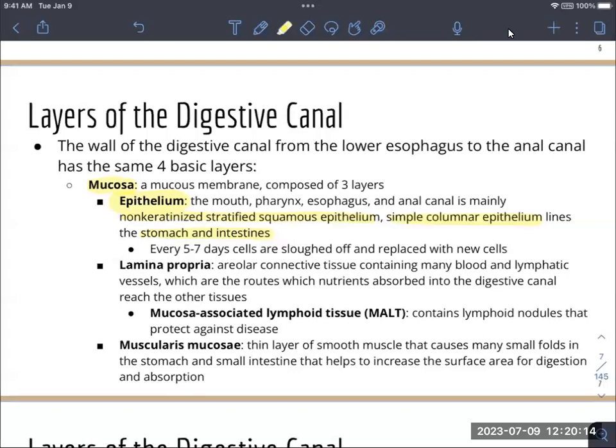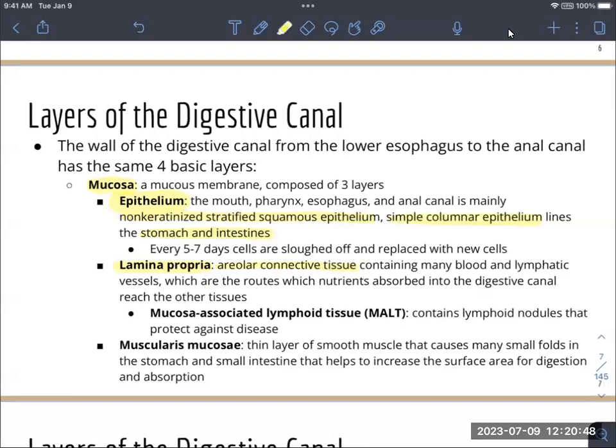Those epithelial cells are going to connect to the lamina propria, which is that areolar connective tissue. Within this connective tissue, we have a lot of blood vessels. We also have a lot of lymphatic vessels because not everything can get absorbed into the bloodstream to travel around the body. We use the lymphatic system and those lymphatic vessels to absorb certain substances to travel where they need to get to in the body.